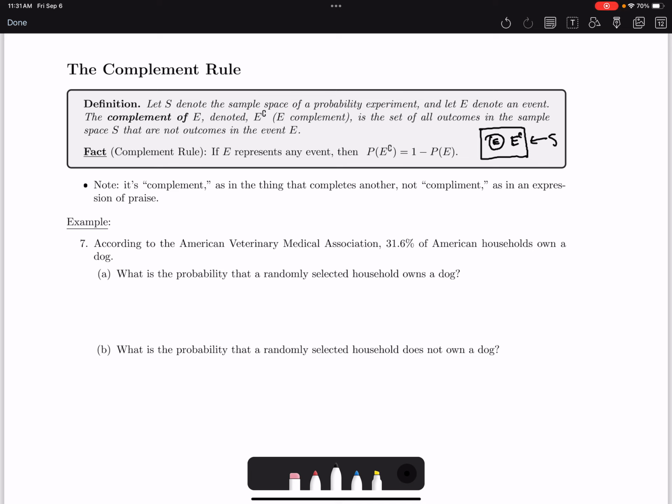If we need to compute a complement, we'll use the complement rule. We'll say the probability of E complement is 1 minus the probability of E. And this makes sense. Maybe it makes more sense if you think about it in terms of percentages. 1 is the same thing as 100%. Let's say there's a 30% chance that E occurs. Then that would mean there's a 70% chance that E does not occur. 100% minus 30% is 70%. So that's what the complement rule is saying.